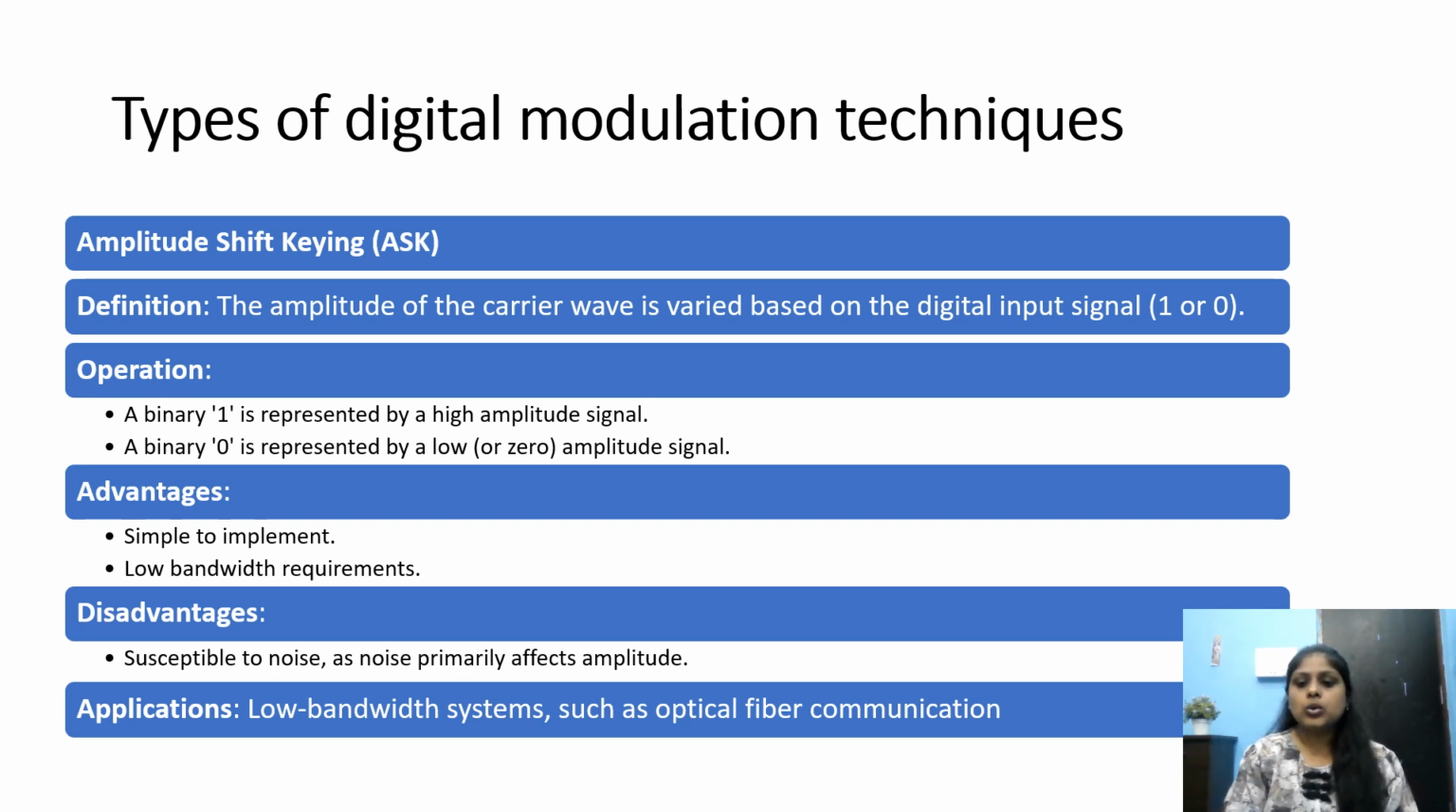Advantages: simple to implement, low bandwidth requirements. Disadvantages: susceptible to noise, as noise primarily affects amplitude. Application: low bandwidth systems such as optical fiber communication.